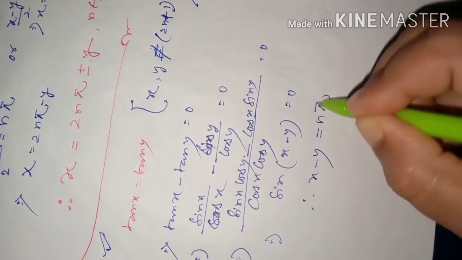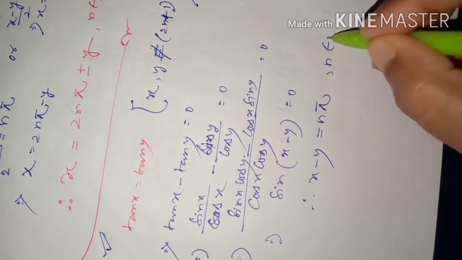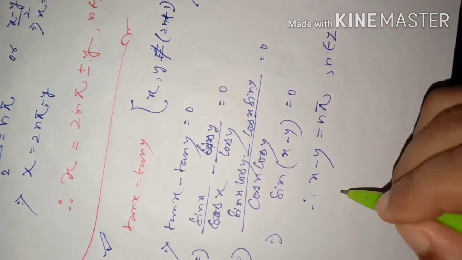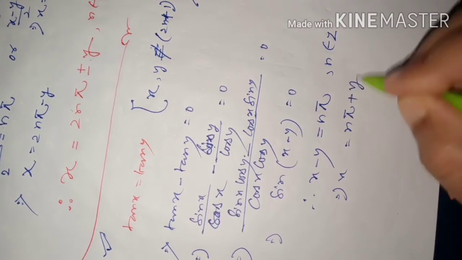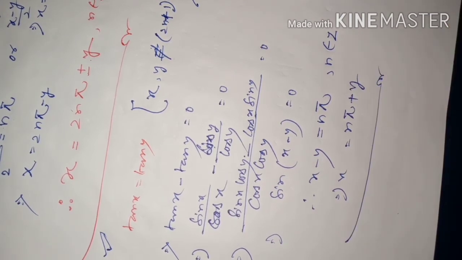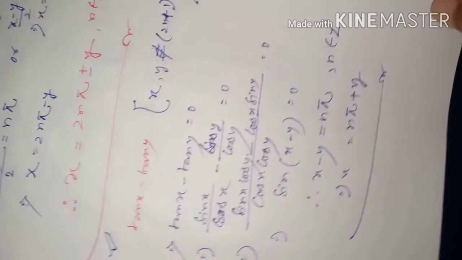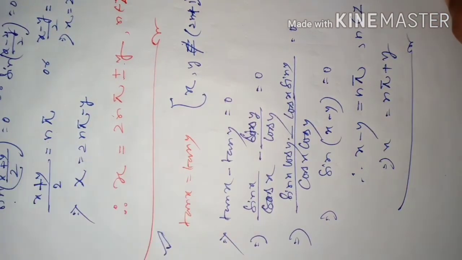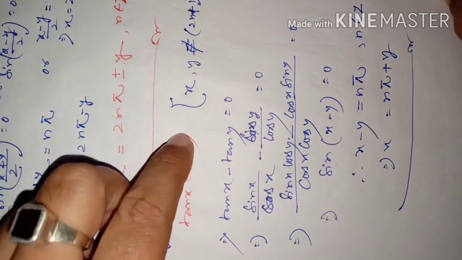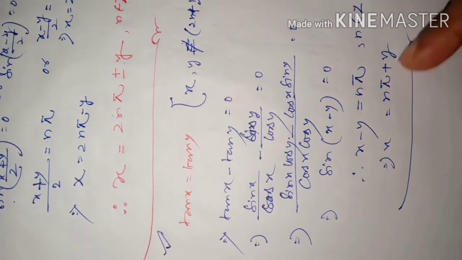N times of pi, where this n represents what? Any integer. So now from here what you can say? X is equal to n times pi plus y. So this will be the solution for that particular problem, where on both sides tan is given, the angles are different, and here x is unknown and y is known, and directly you can use this one.